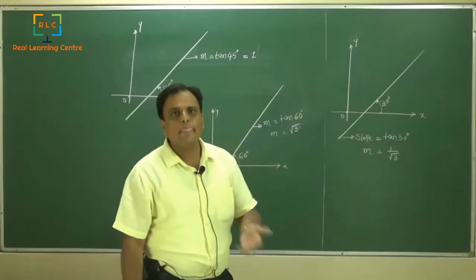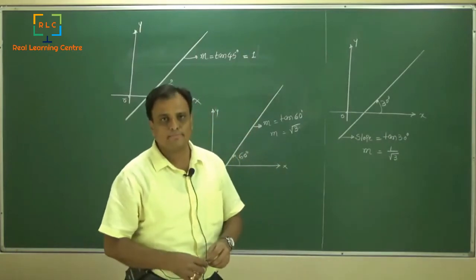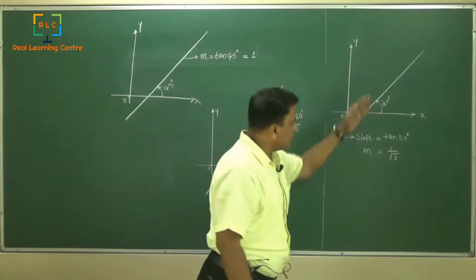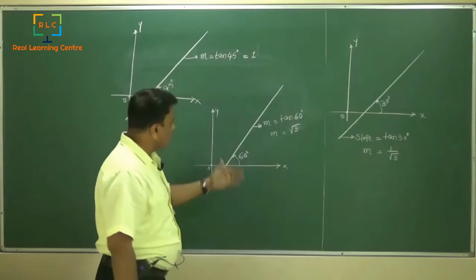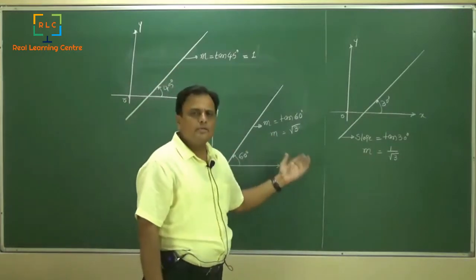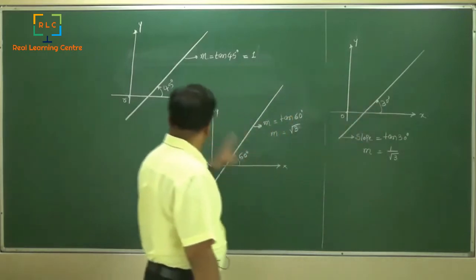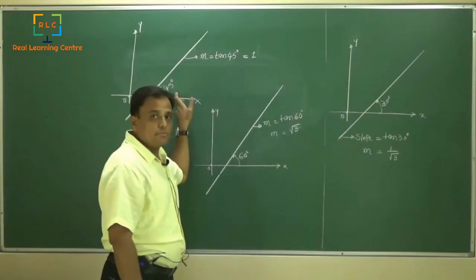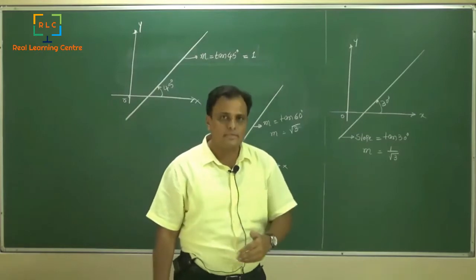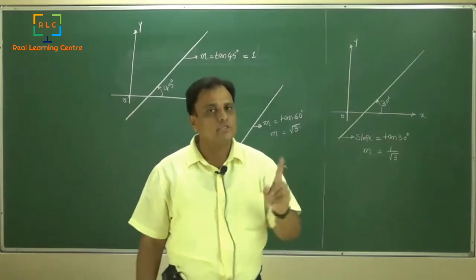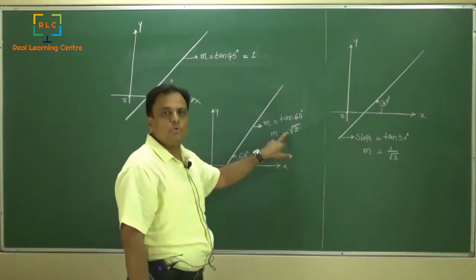Whereas in geometry, we just consider the angle of the line with the positive x-axis to define the slope of a line. So if the inclination is 30 degrees, the slope is 1 by root 3. If the inclination is 45 degrees, the slope is 1. If the inclination is 60 degrees, the slope is root 3. Clearly we can understand that if the inclination is an acute angle, an angle above 0 and less than 90 degrees, then the slope is always positive. This is one simple note you should make.